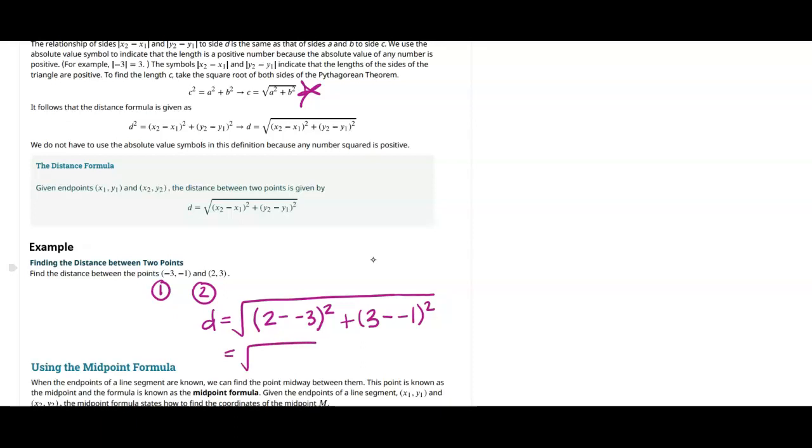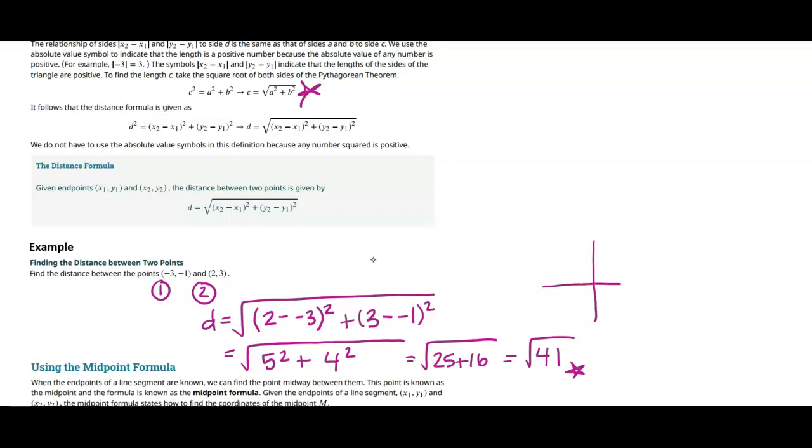This is going to end up being the square root of 5 squared plus 4 squared, 25 plus 16 gives me the square root of 41. I'm going to leave this in exact form and just say that this is going to be my final answer.